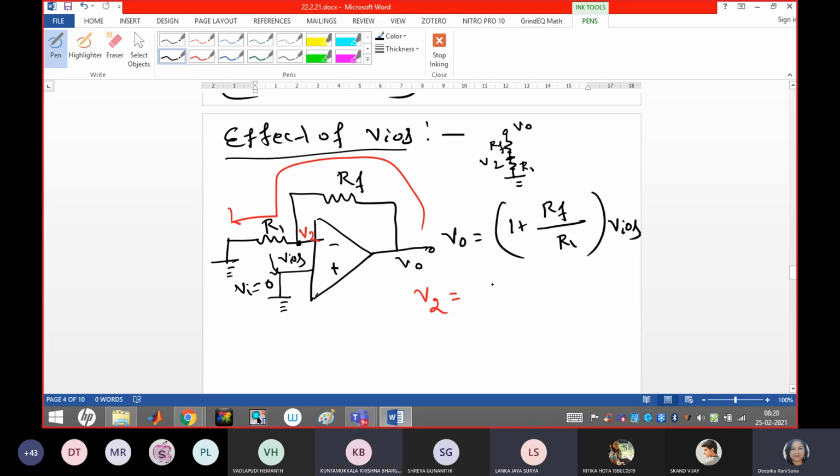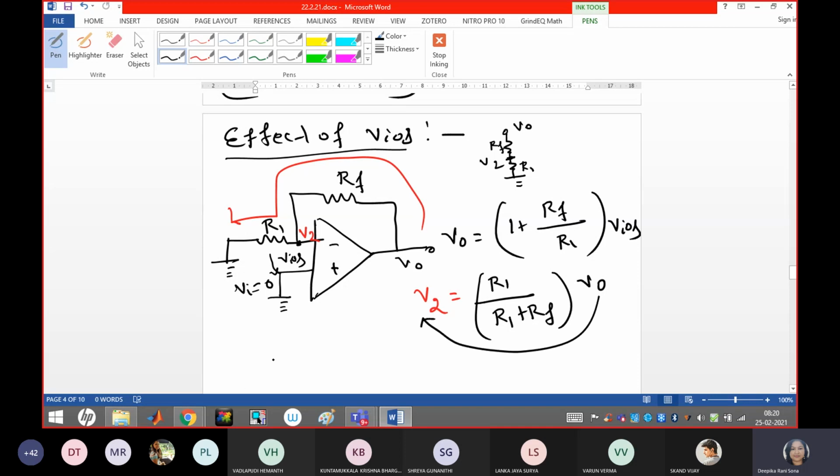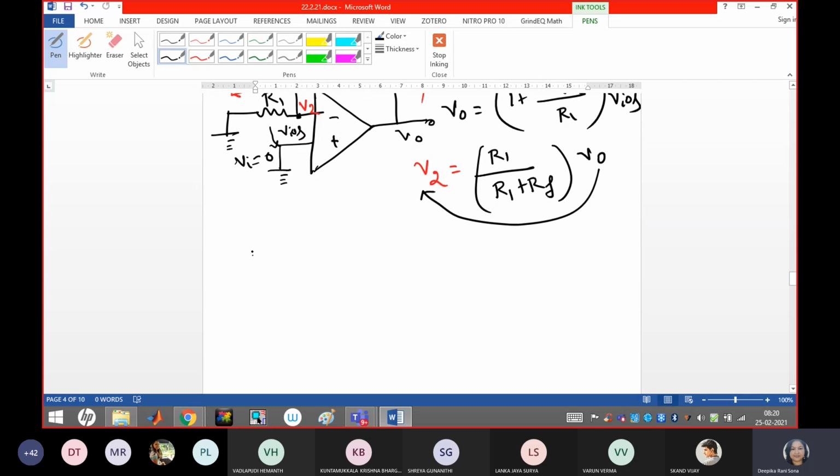Then R1 into V0. R1 by R1 plus RF into V0. Yes, very good. Into V0, right? So just solve this out for the V2 and V0. If I will take V0 to this side, what should be the equation? Tell me, then only I will write, because you all are sleeping. Tell me. R1 plus RF by R1 into V2.